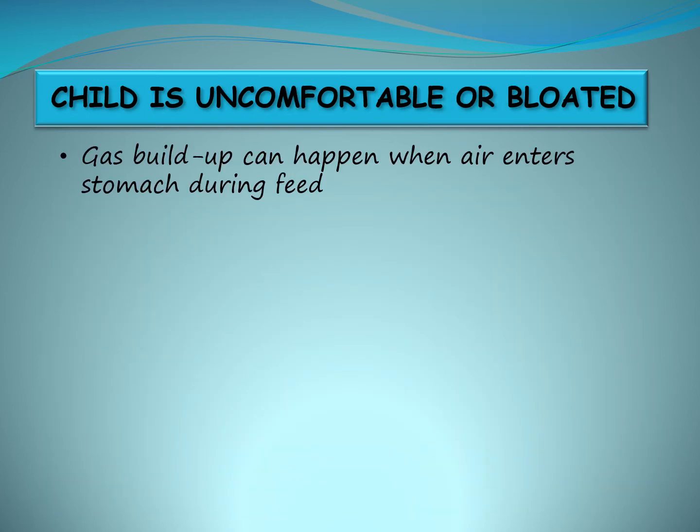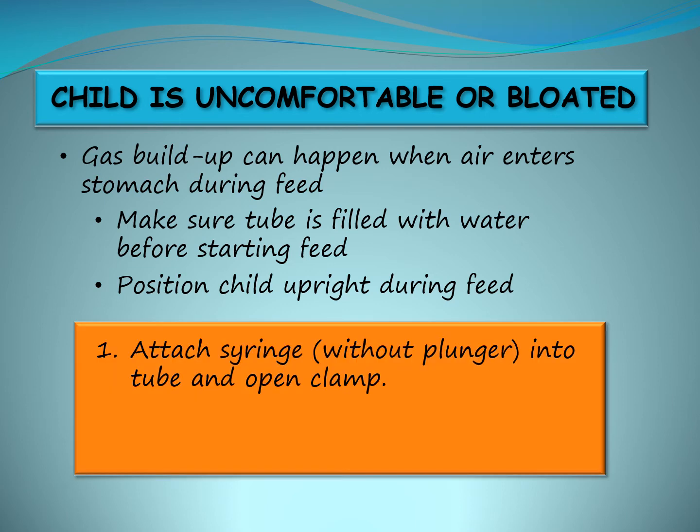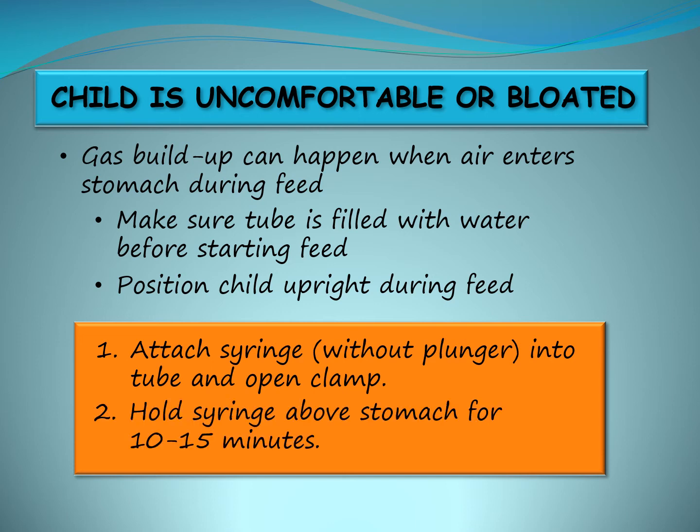Gas buildup can happen when air enters the stomach during the feed. This can be prevented by making sure the tube is filled with water before starting the feed. Position the child upright during the feed. If the child is uncomfortable or bloated, attach a large syringe without the plunger into the tube and open the clamp. Hold the syringe above the stomach for 10 to 15 minutes to let air out of the stomach.